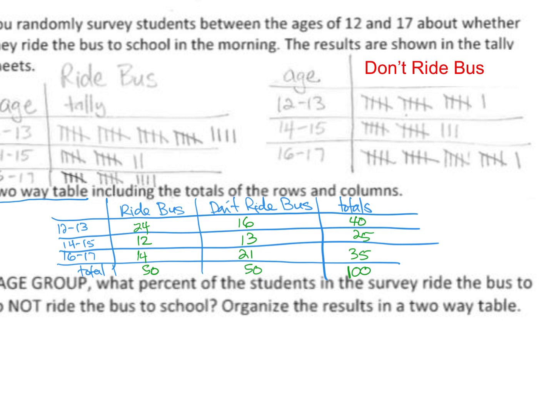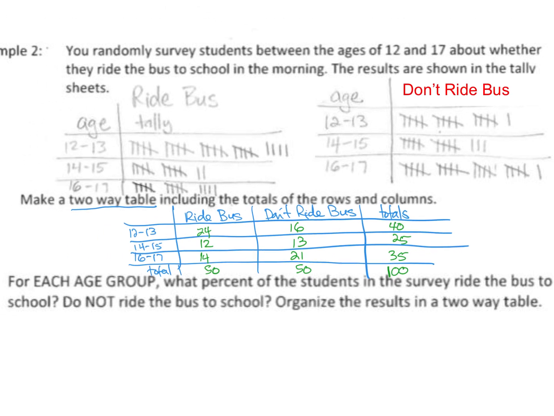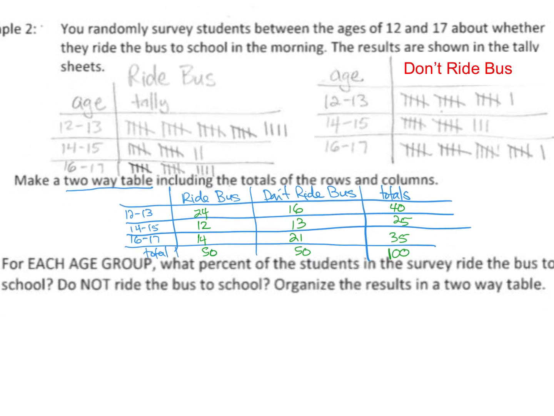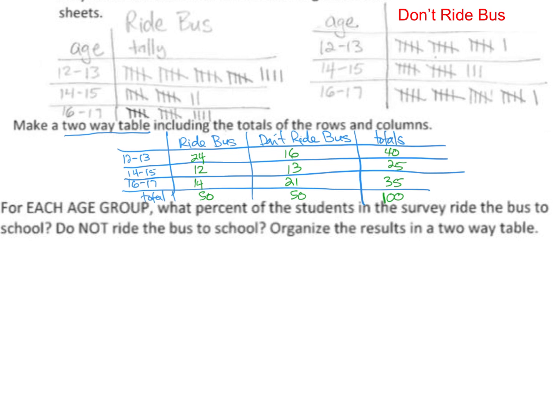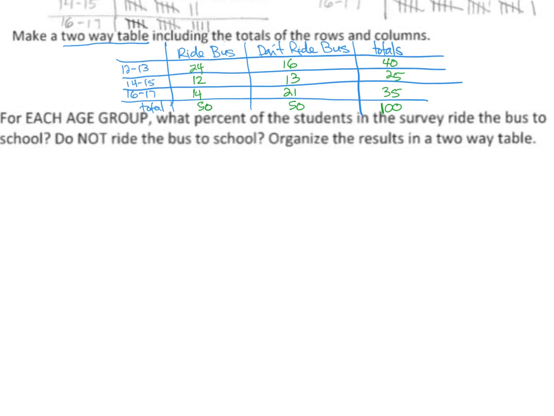Awesome. So this is our table for our riding buses as far as the students themselves. So now we're going to go ahead and make a table for each age group. So we're actually doing it by row. And so again, we're going to set up our two-way table.